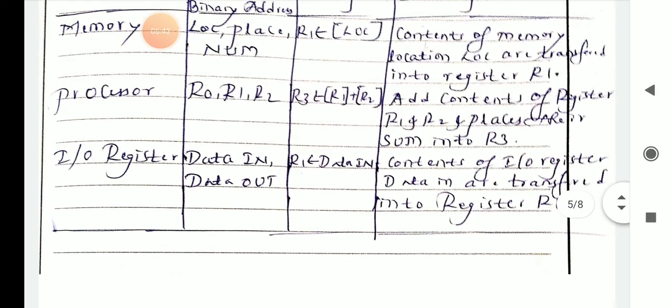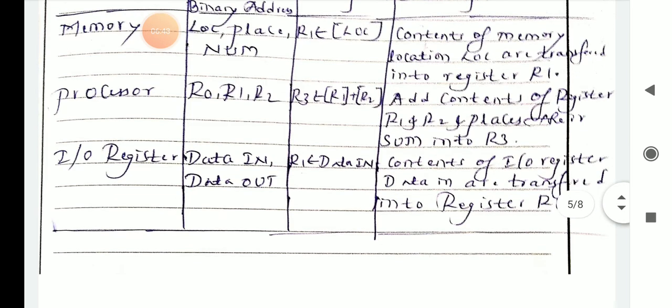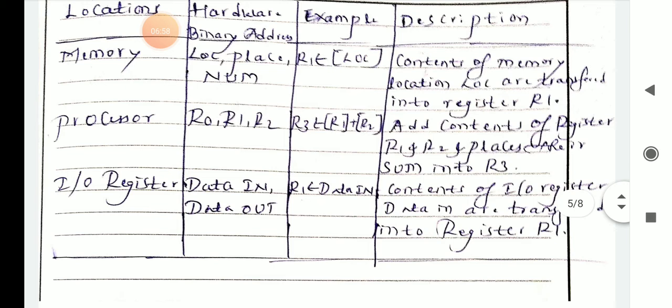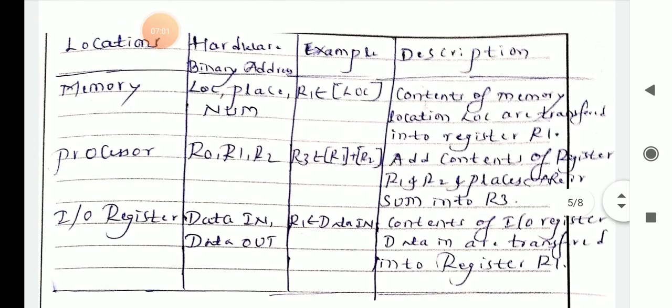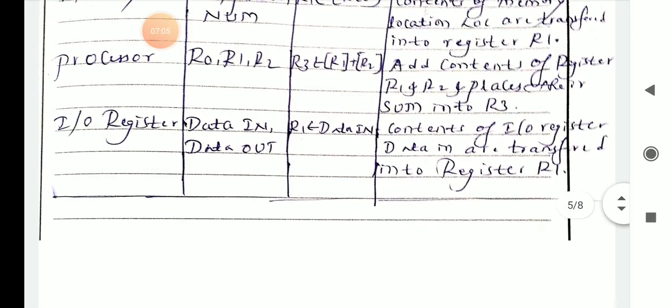Then input and output registers. The hardware binary addresses are data in and data out. Example: R1 <- data in. The contents of the input output register data in are transferred into register R1. So this is what locations, hardware address, example and descriptions are.